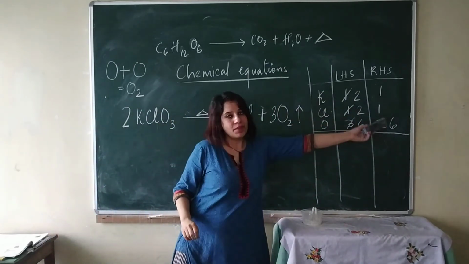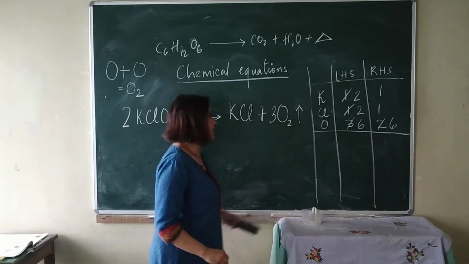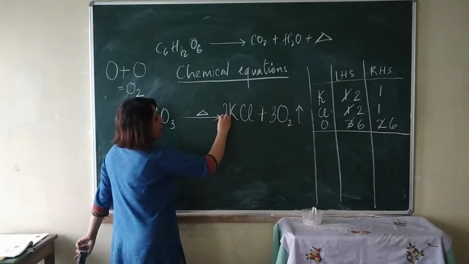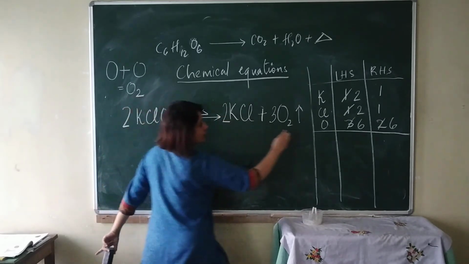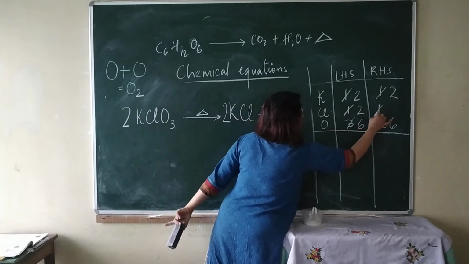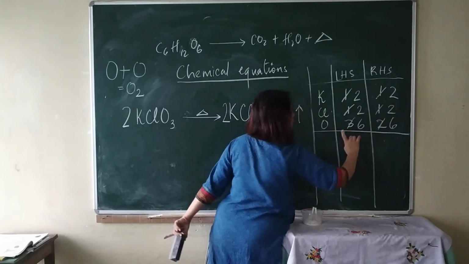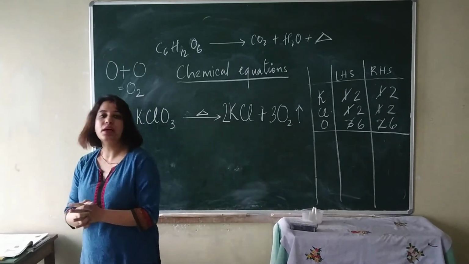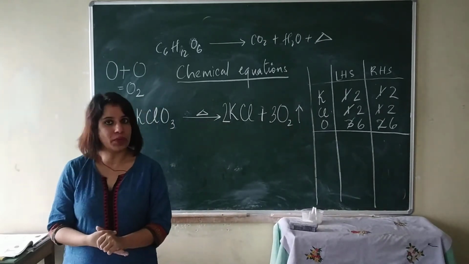Now it is not balanced towards the right hand side. What is not balanced? K and Cl. If I put 2 here, 1 2s are 2. Cl also 1 2s are 2. Let's see, 2, 2, 2, 2, 6, 6. Now it is balanced. I hope you all understood balancing of equations.